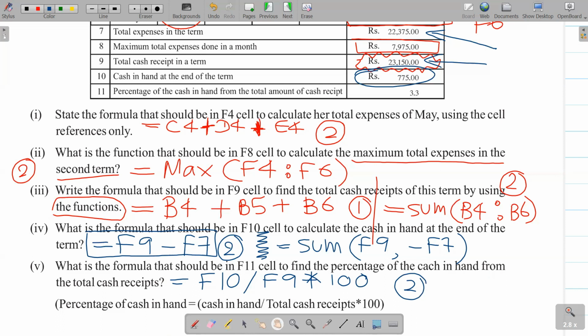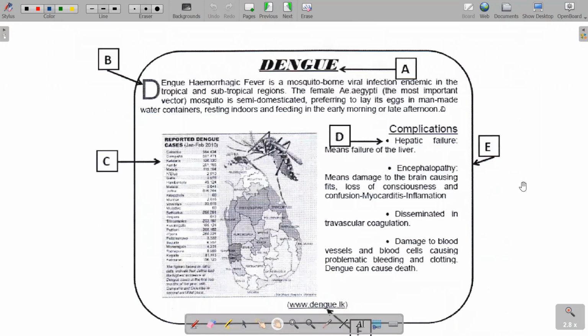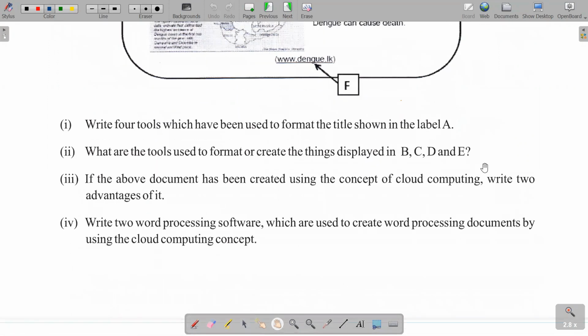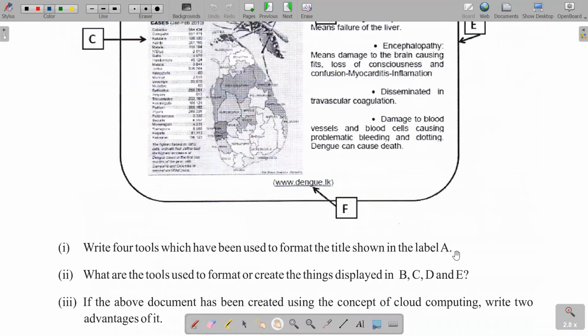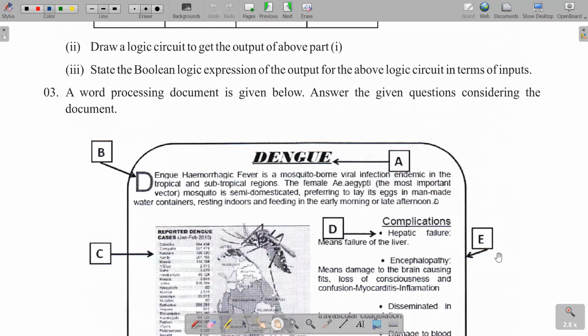For the question number one, sir, I... So this is about a Word document or a creation which is done by the word processing software. So they are asking, write 4 tools which have been used to format the title shown in the label A. Yeah, so yes, you can use one. There are many things that you can use.